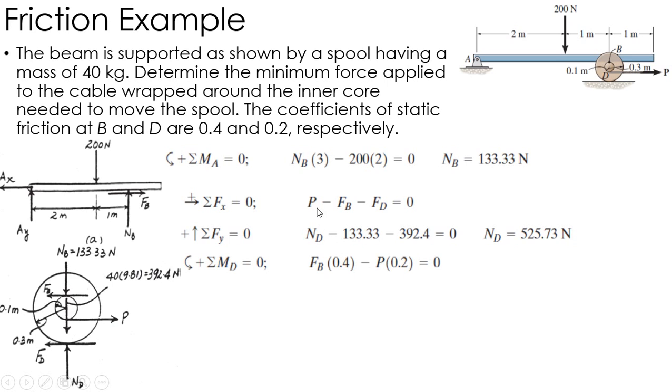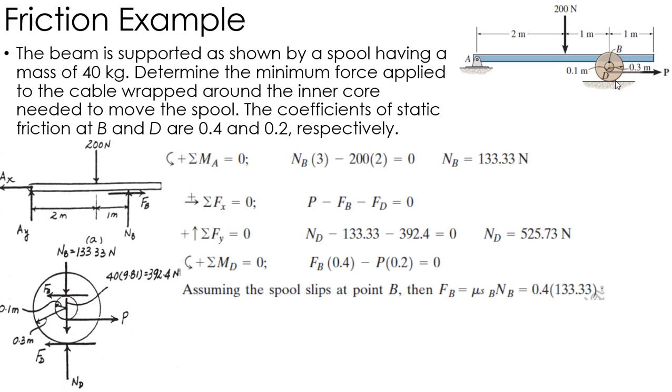However, I've got 3 unknowns. I have P, FB, and FD. So I don't have enough equations to solve the problem. I've already solved my normal forces, okay, but I've only got these 2 equations left with 3 unknowns, so I'm going to have to make an assumption. The assumption I'm going to make is that the spool slips at B. So basically it slides up here, basically sticks to the ground, and it rolls on the ground. Okay. The other assumption I could have made is that it rolled up here and slipped at D. Okay. So it's got to slip one place or the other. Okay, and it effectively rolls on the other one. So I'll assume, again, that it's going to slip at B.